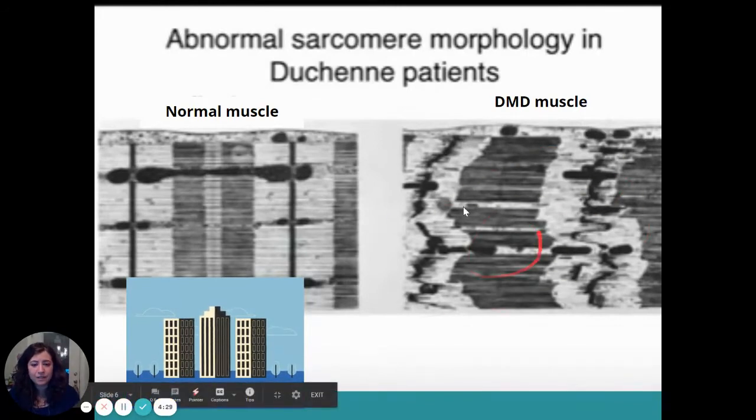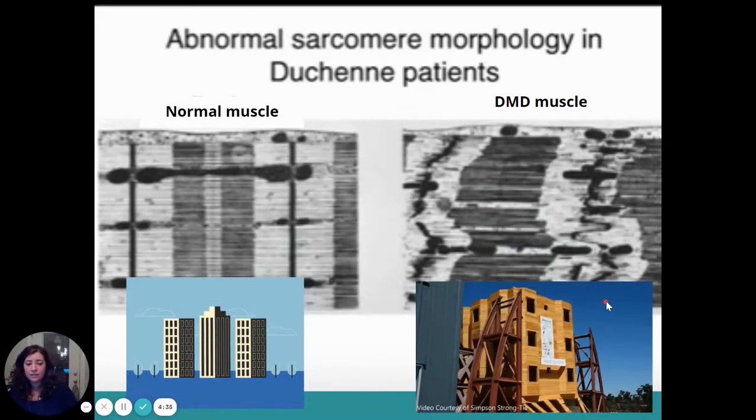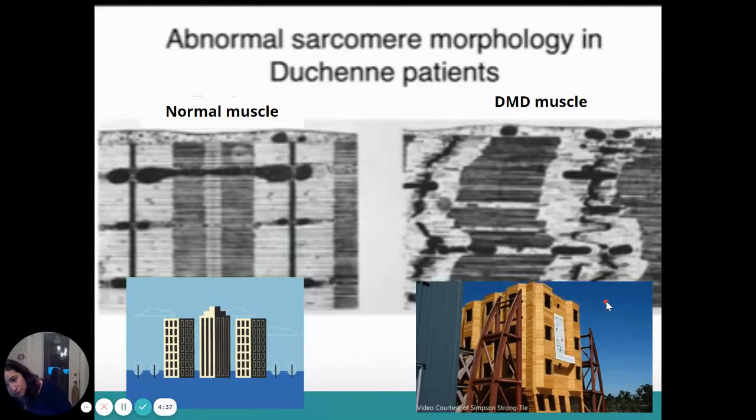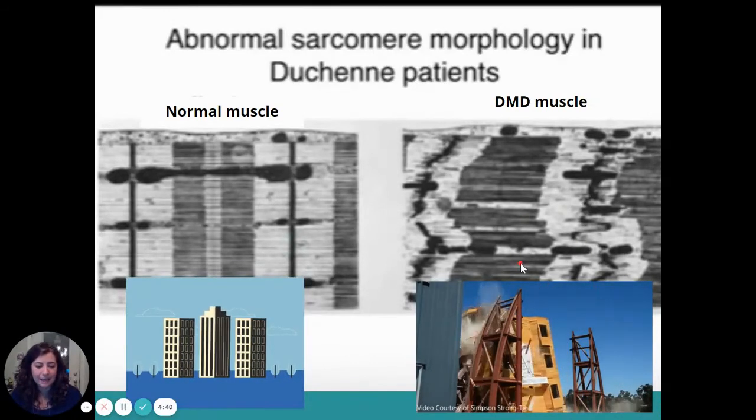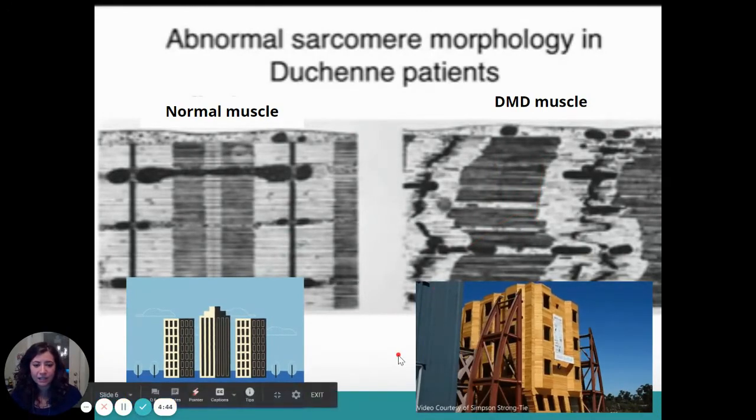But DMD muscles would be like a poorly made building. So if something comes along, like an earthquake, that DMD muscle is not strong enough, and it just falls over and collapses. And you can see that's because it's just not stable enough. It's not strong enough.